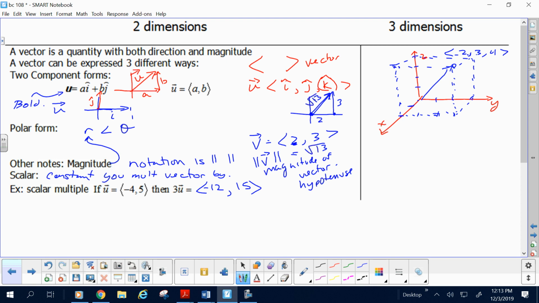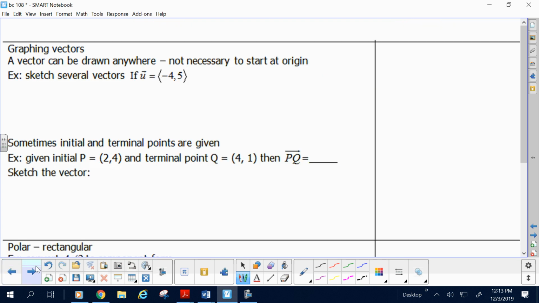Cool? Okay. So is this the next part? I want to make sure I have these in the right order.